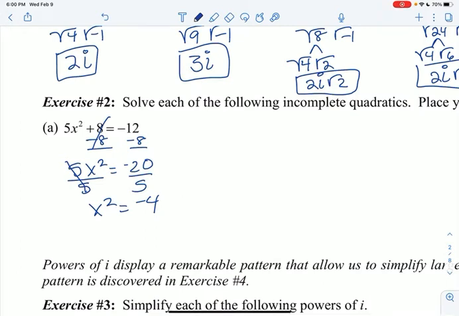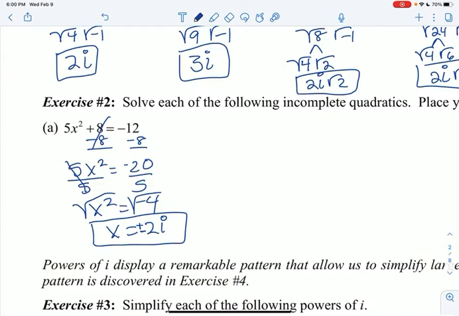Now to solve for x, to get x by itself, I have to take the square root of negative 4. Well, the square root and the square cancel out. And then the square root of negative 4, we just did that up above, is 2i. Now the only thing I'm going to need you to add is there's actually two answers, so I'm going to add a plus and minus 2i.